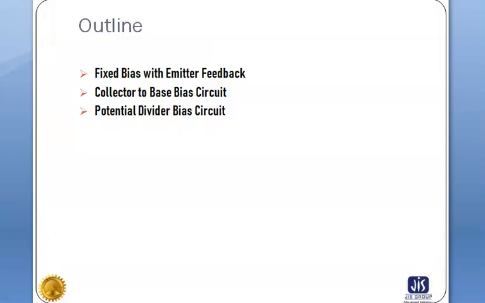In today's topic, I will discuss mainly three biasing configurations: fixed bias with emitter feedback, collector to base bias circuit, and potential divider bias circuit. So these three types of biasing circuit will be discussed in today's lecture. So students, let us go to the topic.